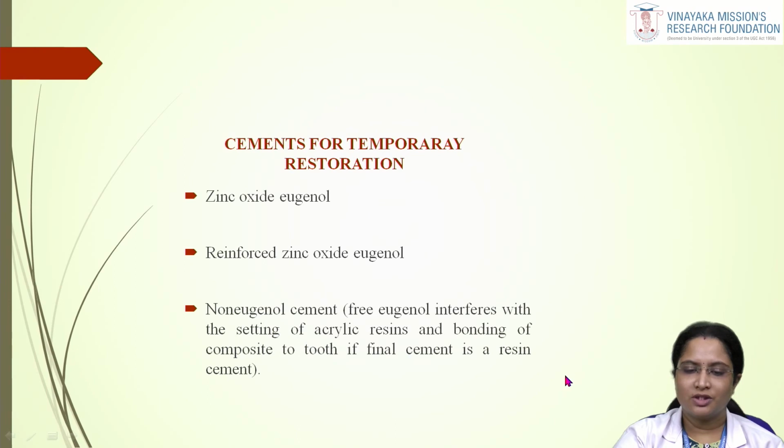So, moving on to cementation of temporary restorations, there are certain cements which are indicated for luting a temporary restoration: zinc oxide eugenol and reinforced ZOE. Here we are advised to use non-eugenol cements when a resin cement is used, because eugenol will react with the resin cement, so the reaction is compromised and the fit or the strength of the restorative material is lost when using a eugenol cement with a resin cement for permanent restoration.